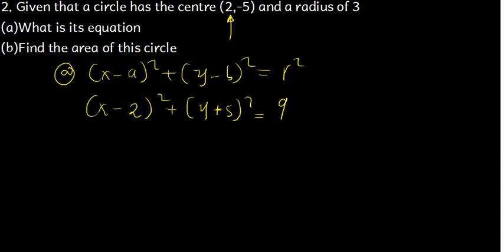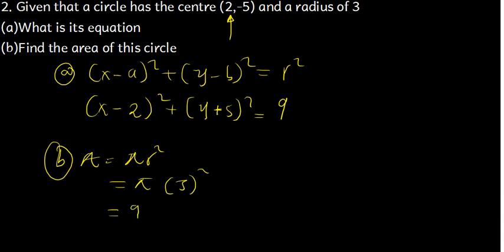Now we want to find its area. Area, we know, is just πr². So that is π, and the radius is 3 squared. So this is giving us 9π units squared. So that is it.